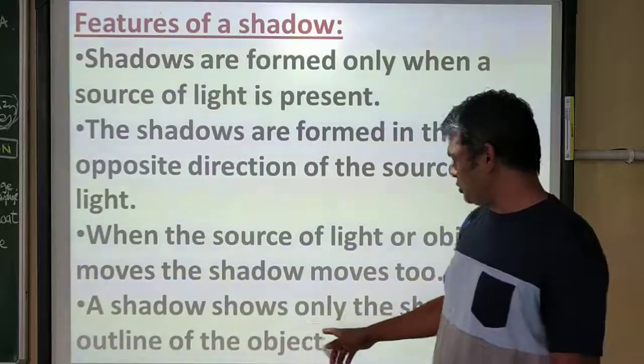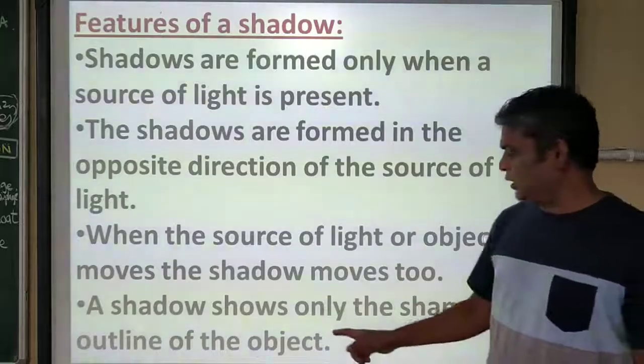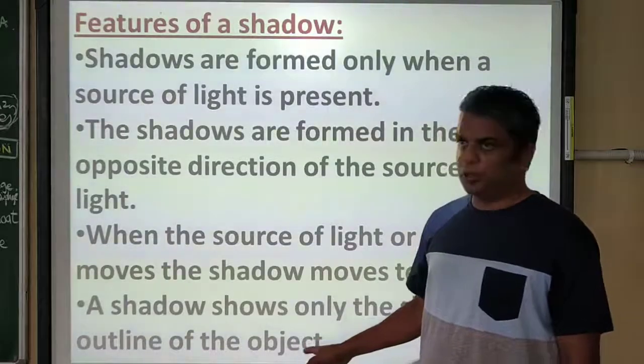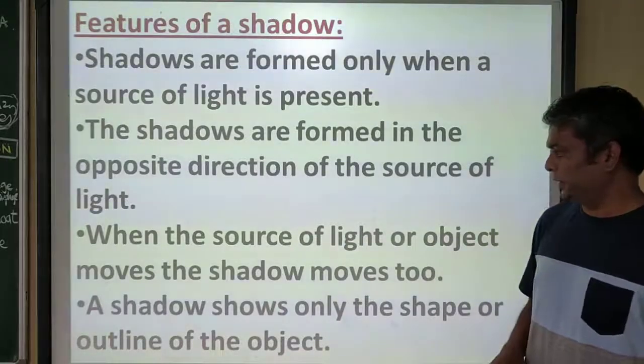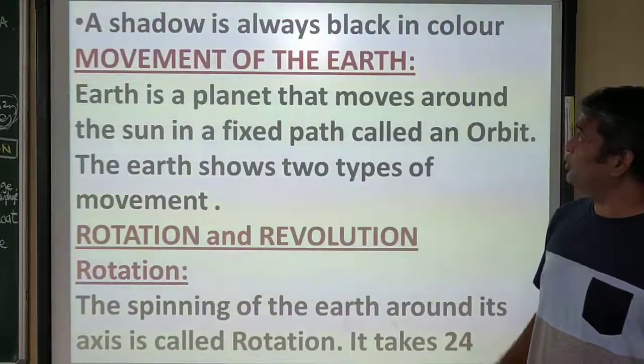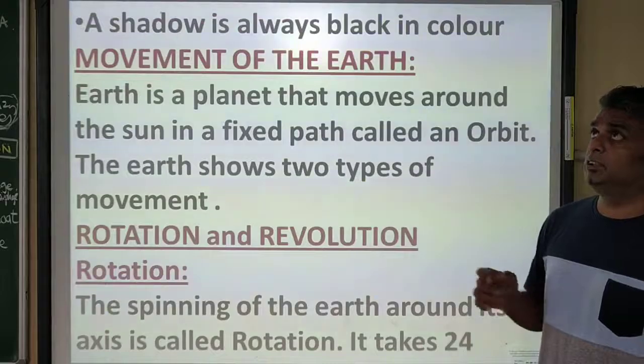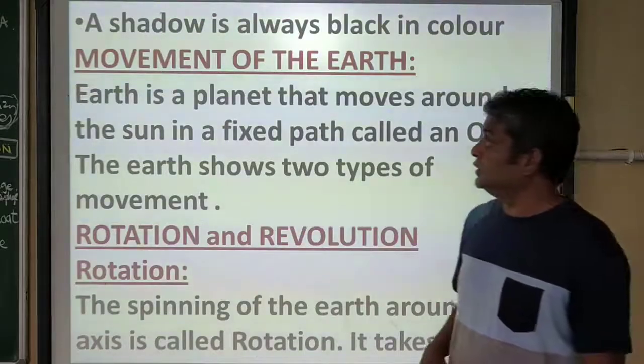A shadow shows only the shape or the outline of the object. A shadow is always black in color. A shadow cannot have any other color.